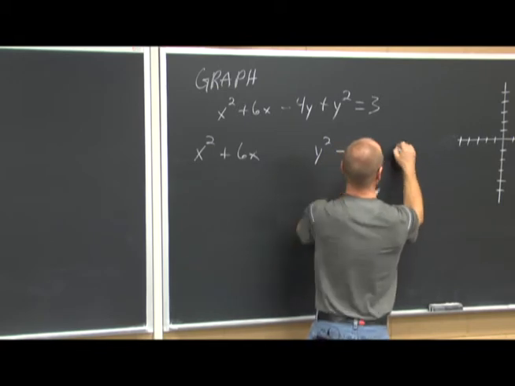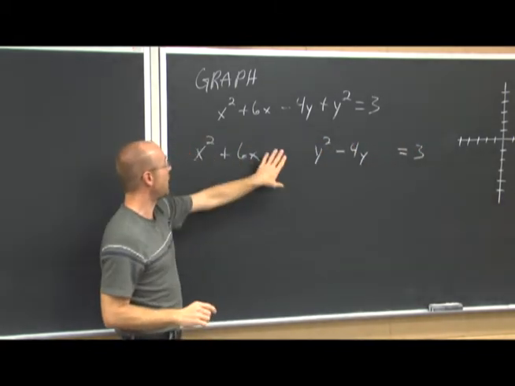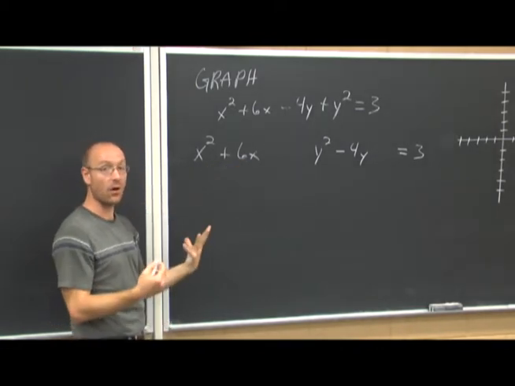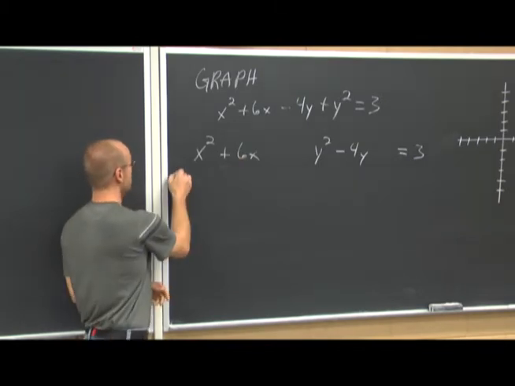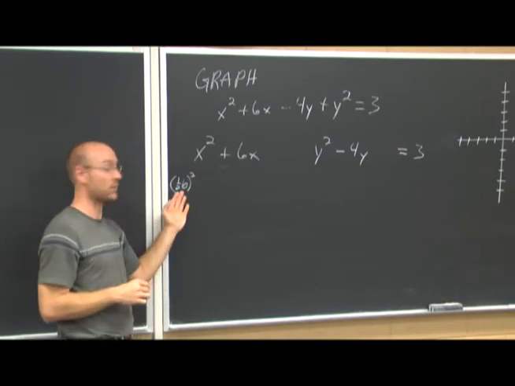And I'm going to leave a space, and then I'm going to write my constant over there. I have to complete the square on this. So in order to do that, I have to recall completing the square. It's 1/2 b, 1/2 b squared. Hopefully we didn't forget that.